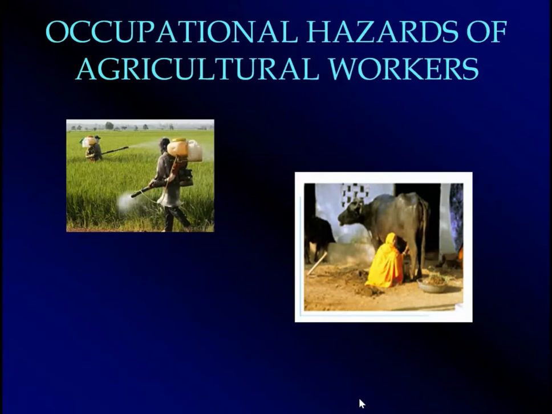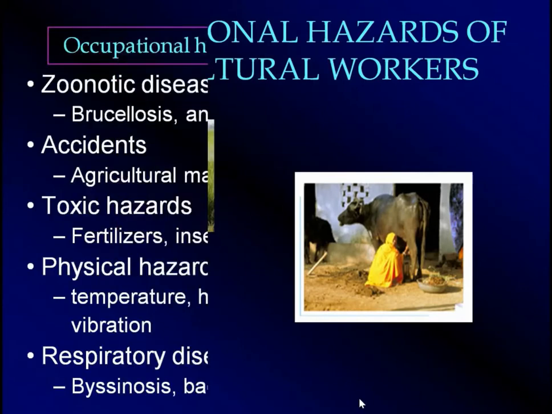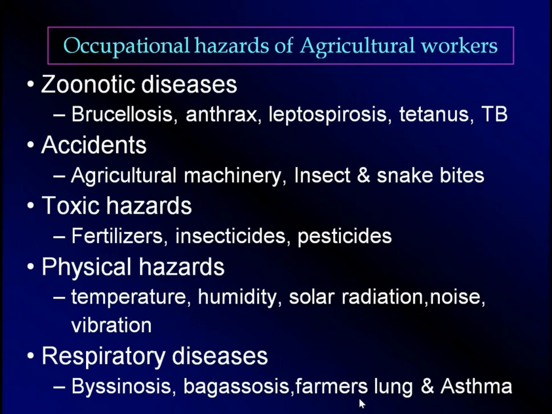And the next is the occupational hazards of agricultural workers. What are the normal occupational problems associated with people who work in the agricultural field? As I told you, they are in close contact with animals, so there are many diseases related to animals. Those are called zoonotic diseases. Examples are brucellosis, anthrax, leptospirosis, tetanus, and tuberculosis. They can be prone to any of these diseases, and also to accidents. Accidents are mainly because of agricultural machinery, which we use a lot for different agricultural work. Also, in India especially, you can commonly see accidents with insects or snake bites. Snake bites are very common, right?